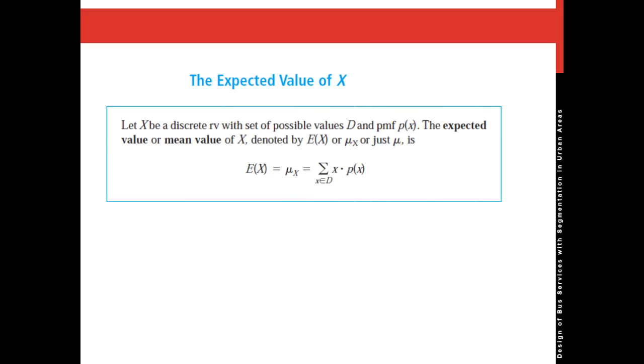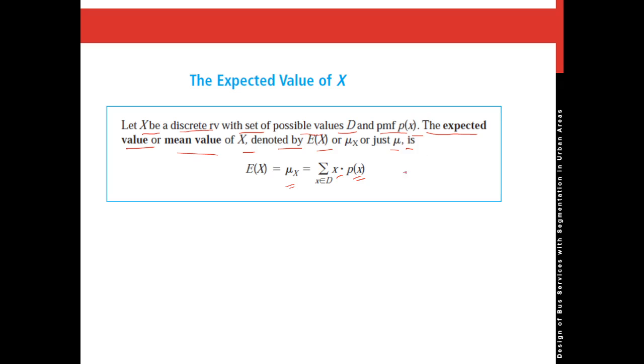Now next we will define a very important definition, that is expected value of x, or it is called mean of a random variable. So let x be a discrete random variable with a set of possible values D and pmf p of x. The expected value or mean value of x, denoted by E of x or mu of x, is equal to summation x into p of x.